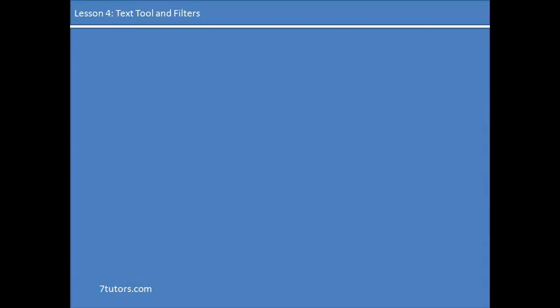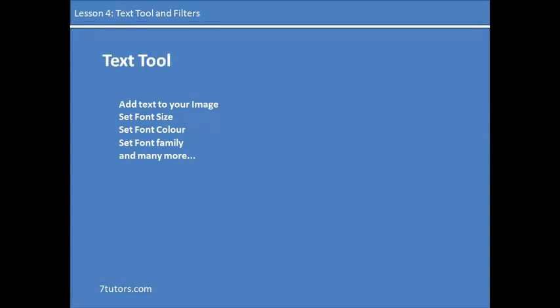In this lesson, we'll be looking at the text tool and filter in Photoshop. Now let's say you're working on an image and you want to add some cool text to it, like your name or a cool title or something. Now the text tool is what you use. And the text tool is very similar to other text editing software like Microsoft Office or Open Office. So you can adjust the font size, you can set the font color, you can set the font family, and you can do many more things with it. Alright, so we're going to be looking at how to use that right now.